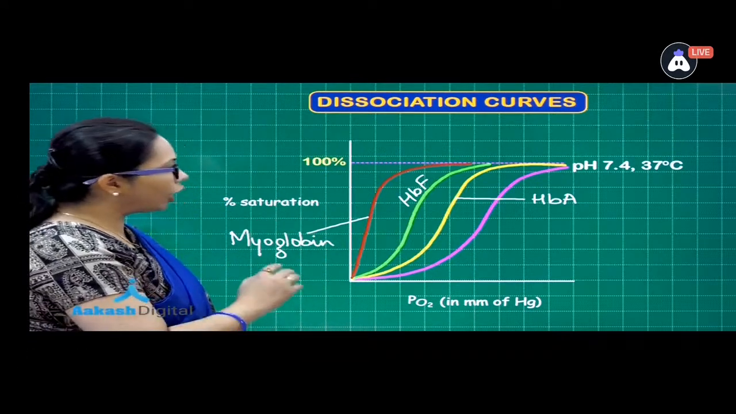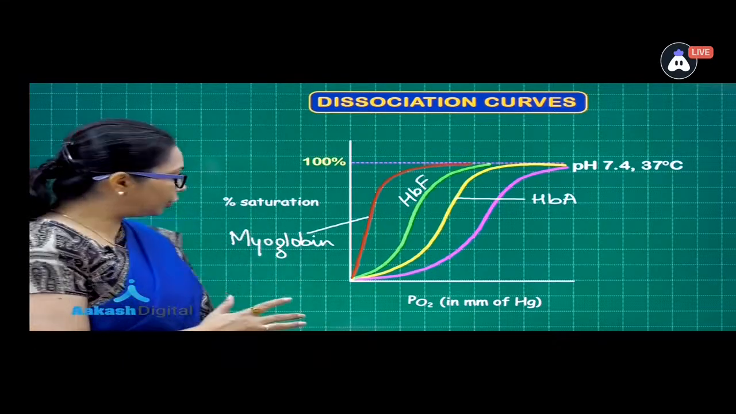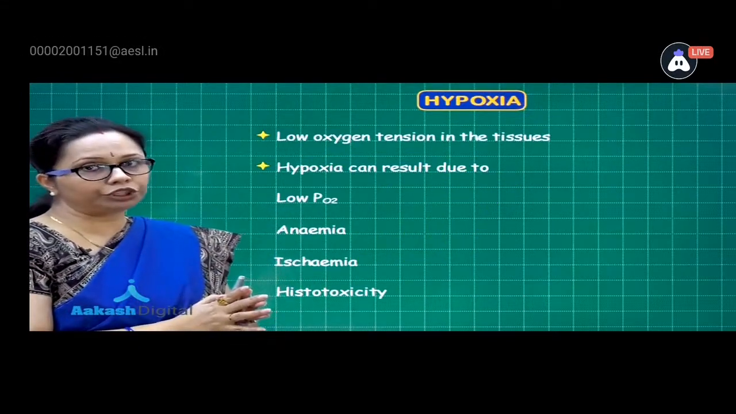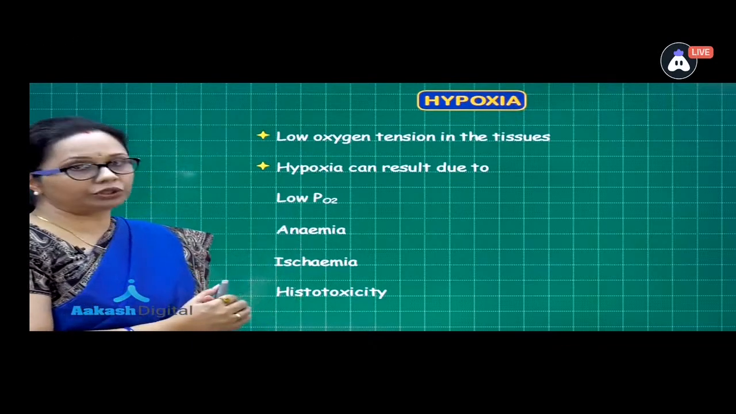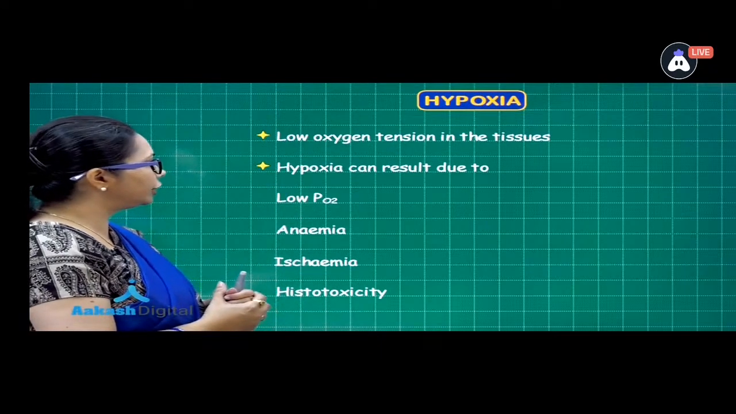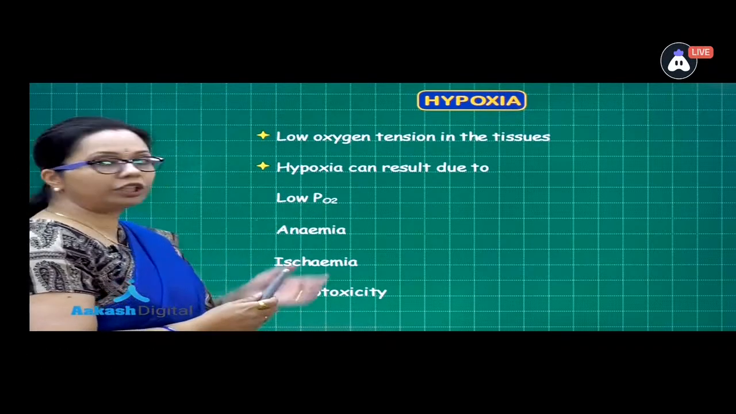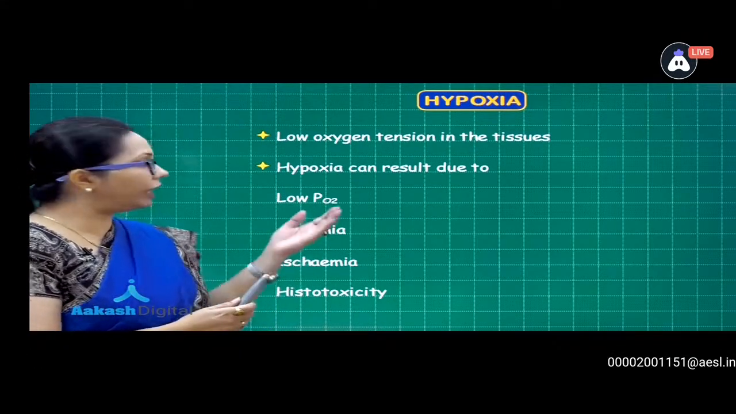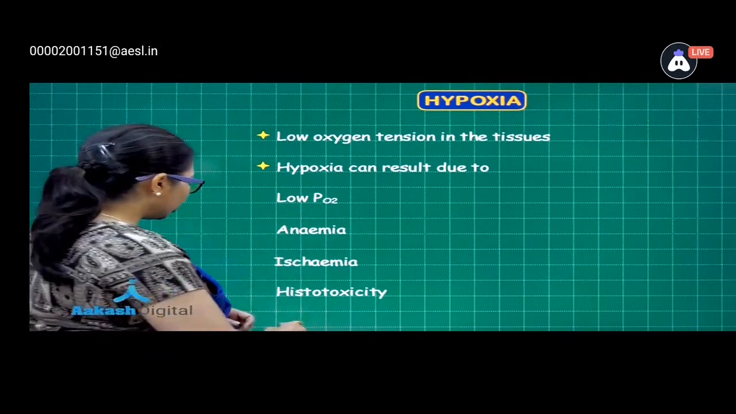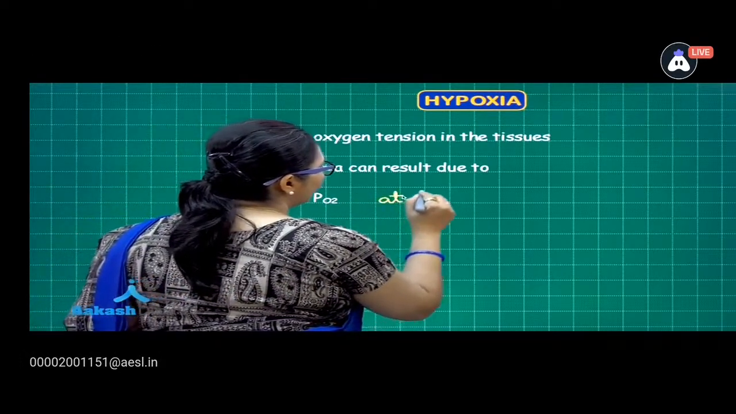Now moving on to some other aspects, like all our tissues, as we know, they require oxygen. But if there is less oxygen available to the tissues, such a condition is called hypoxia. Hypo is less, oxia word comes for oxygen. So low oxygen tension in the tissues. Now this hypoxia can be due to, one is low partial pressure of oxygen, that we had mentioned when such a thing occurs, that is when a person goes on high altitudes. So such a condition will arise. So low PO2 will be at high altitudes.